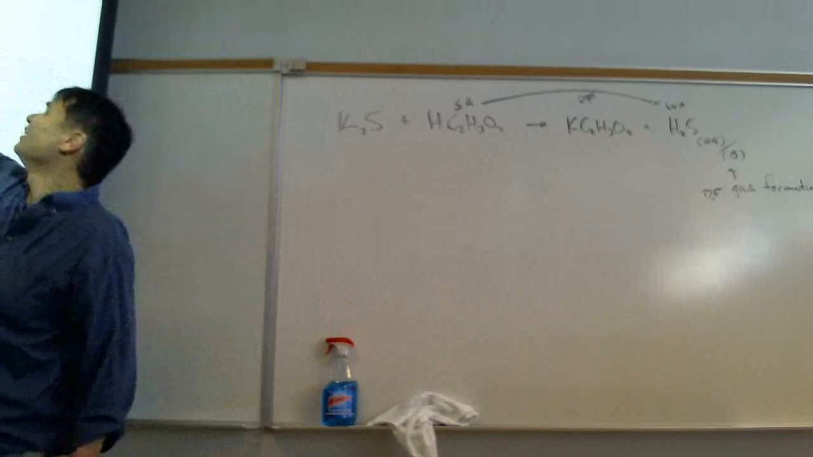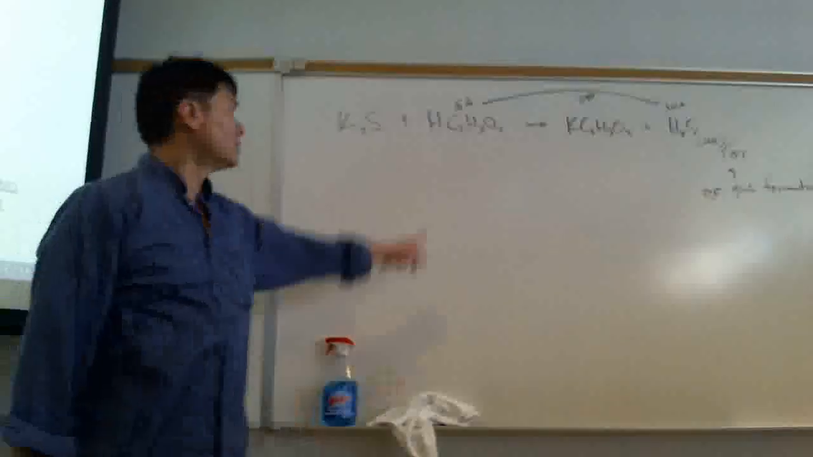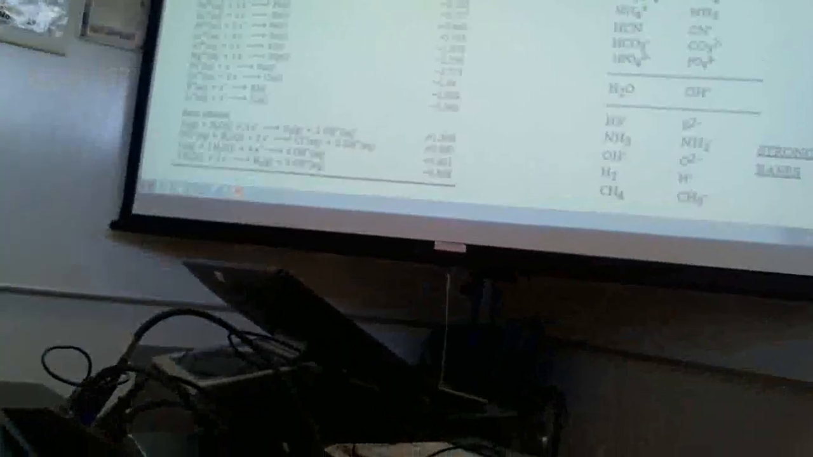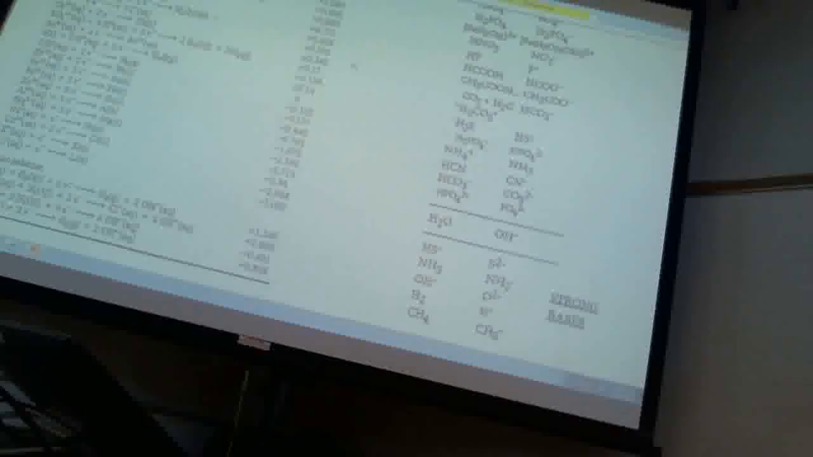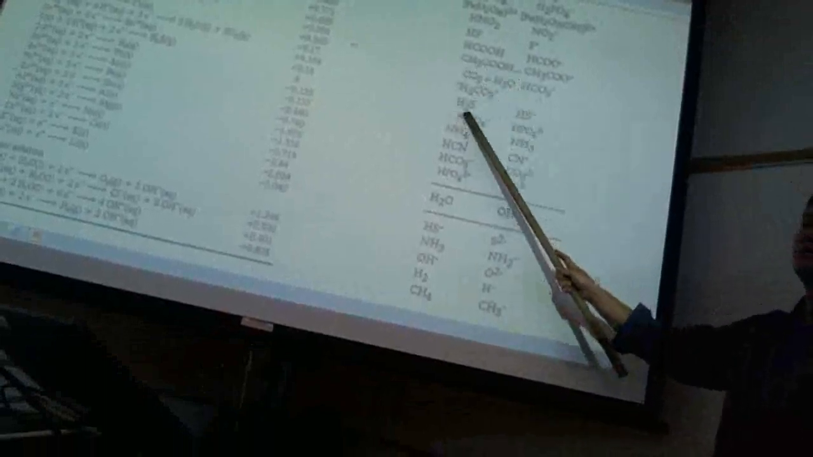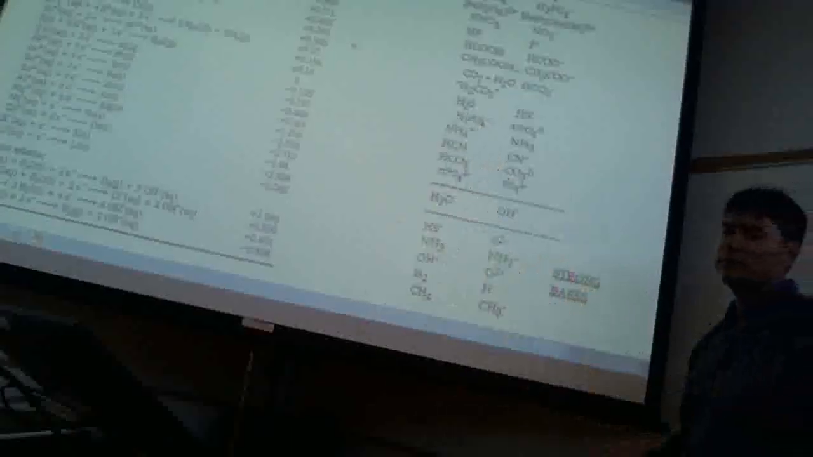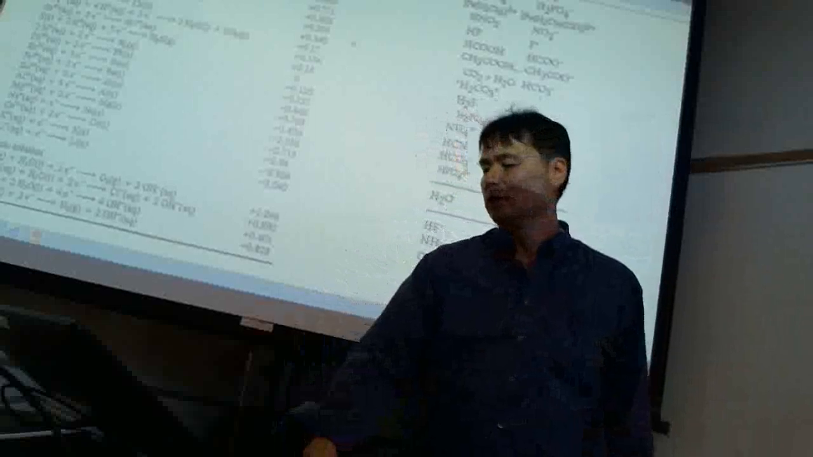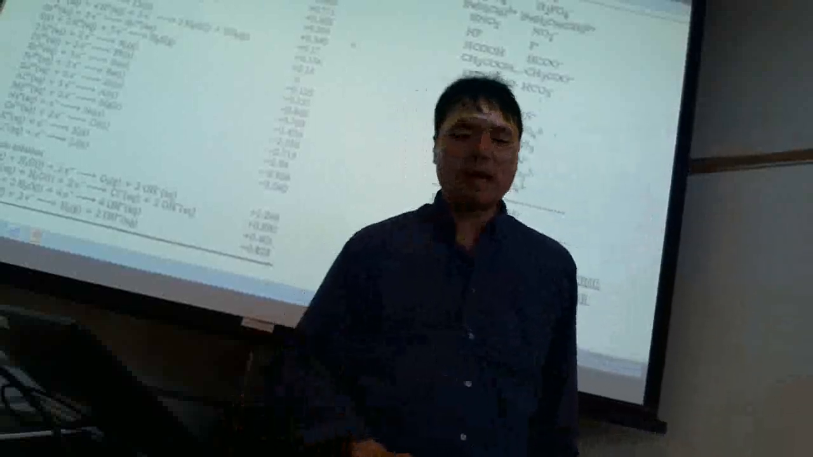You can see, oops, not hydrogen sulfide. Acetic acid is a stronger acid than hydrogen sulfide. So do you see acetic acid on the chart? Yeah. Acetic acid is stronger than hydrogen sulfide. And so we're going from stronger acid to weaker acid. That's going to drive this reaction. And so the next thing to do is to balance this. Let's go ahead and do that.